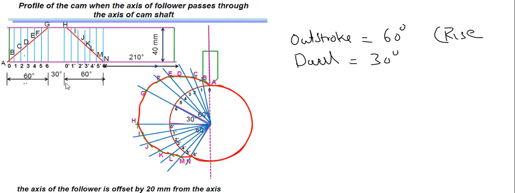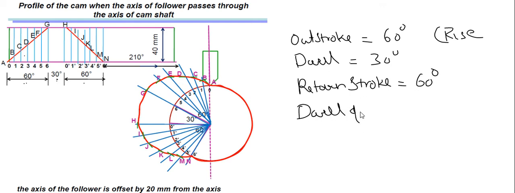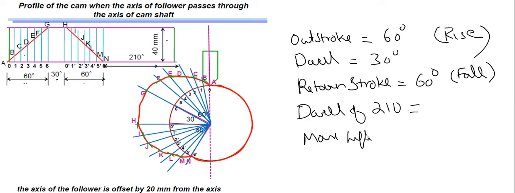This one. Then return stroke, or we call it as fall, return stroke of again 60 degree. Then again a dwell of 210 degree. This is fall, return stroke. This is the normal term we call it. And it is having a maximum lift of 40 mm. That is for the follower.